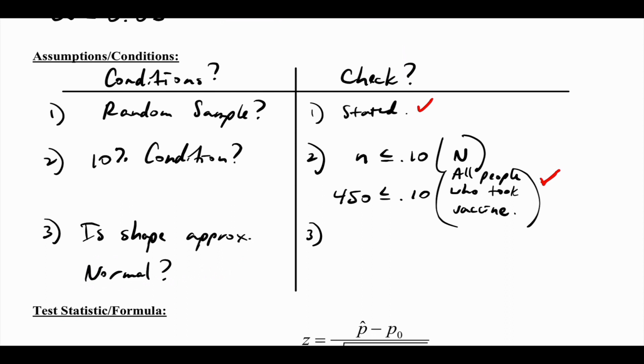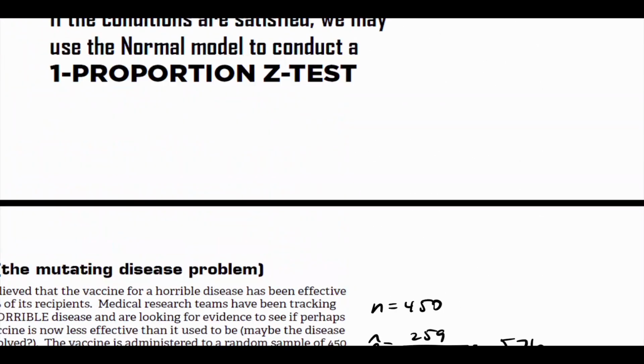Last one, is shape approximately normal? Okay. We're not going to use central limit theorem for this guy, remember? Because central limit theorem is only for means. This is not a mean. This is a proportion. So what do we use?